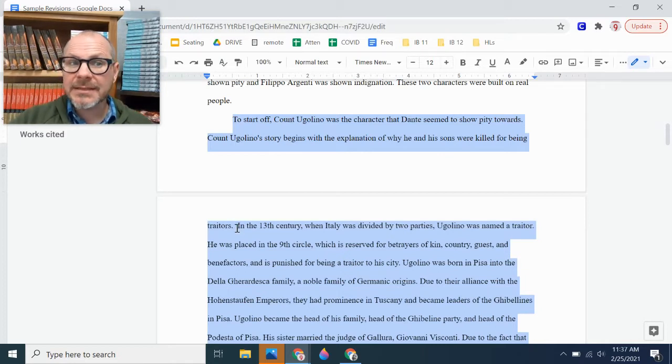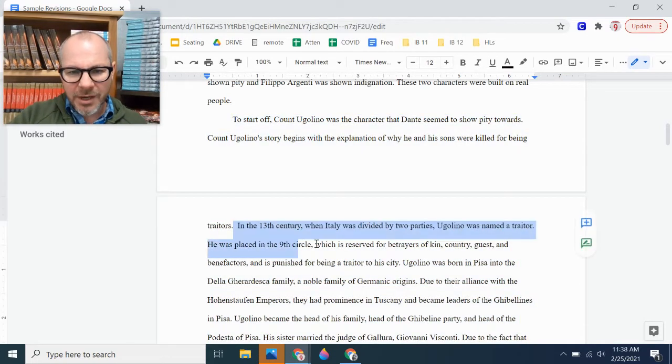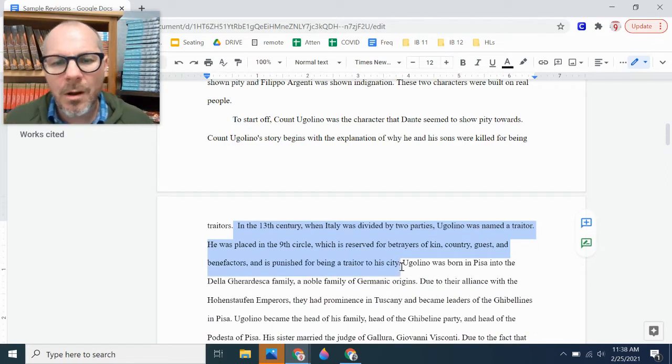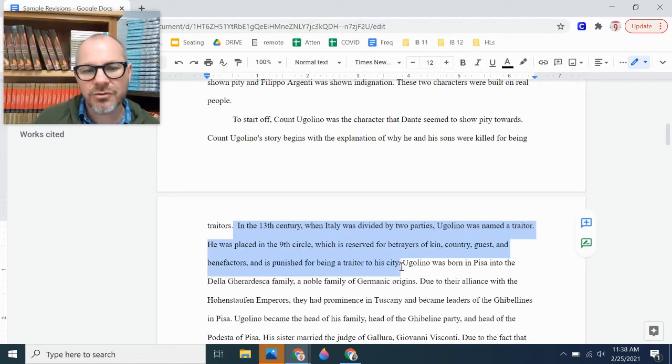So it seems like this writer has decided to do an HL essay, and they've brought in information from outside of what's in the text, which is totally fine, you can do that, but it's not cited here. That's a little bit problematic, because where did this information come from is a big question. When Italy was divided into 2 parties, Ugolino was named a traitor. He was placed in the 9th circle, which is reserved for betrayers of kin, country, guest, and benefactors.